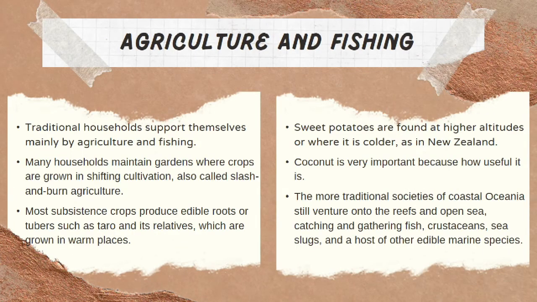Agriculture and fishing. Traditional households support themselves mainly by agriculture and fishing. Many households maintain gardens where crops are grown in shifting cultivation, also called slash and burn agriculture. The more traditional societies of coastal Oceania still venture onto the reefs and open sea, catching and gathering fish, crustaceans, sea slugs, and a host of other edible marine species.